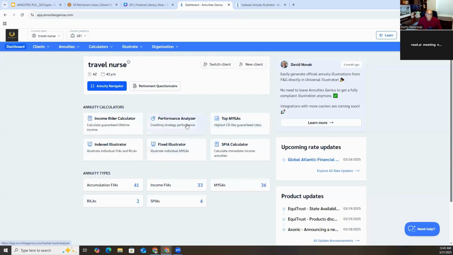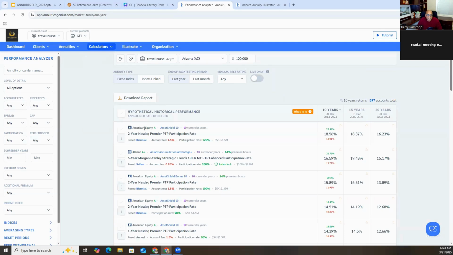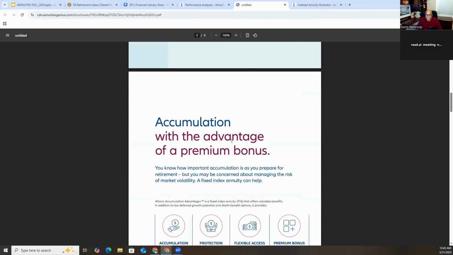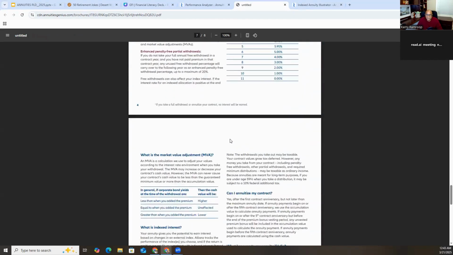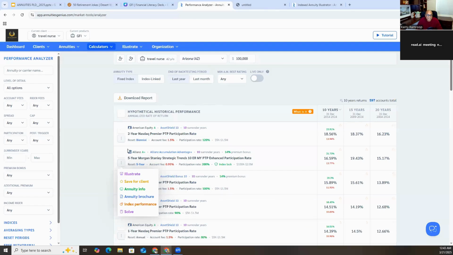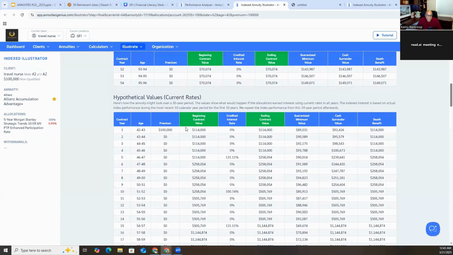Arizona, let's go back to the performance analyzer. Let's see what we get for Arizona. American Equity, which is not bad. Alliance. We'd always look at the Alliance as well. Let's take a look at this one. That's a different company. For this one, we're just going to look at the brochure so you can see what the brochure looks like. Especially when you're presenting any information to clients, you want to see what the brochure from the company would look like. You can go to the company, they have lots of marketing material that you can download and give to the client once you're appointed with the company. So in Illustrate, you want to see what the figures would look like hypothetically.